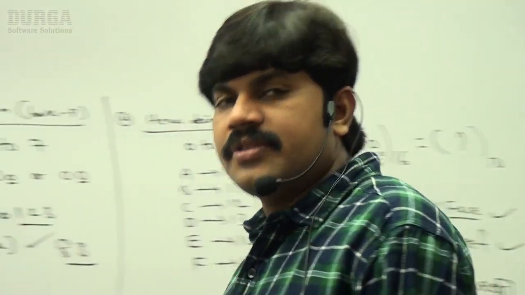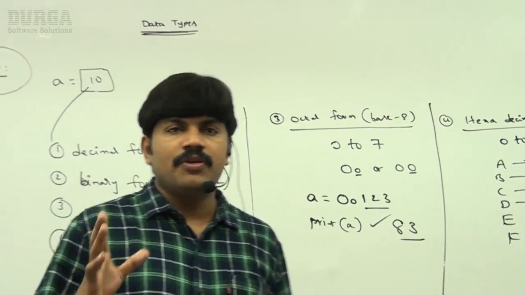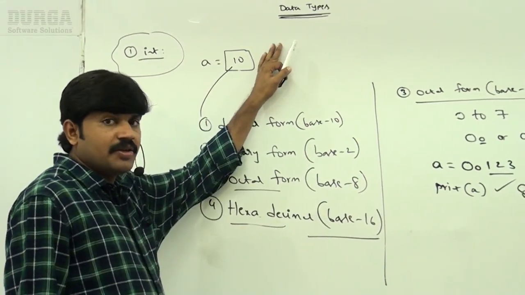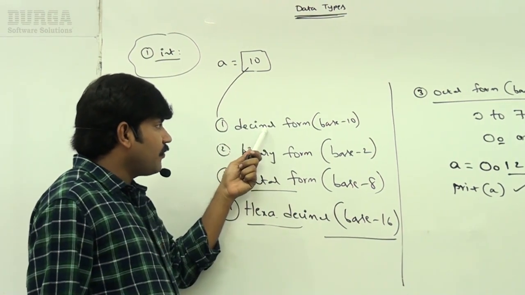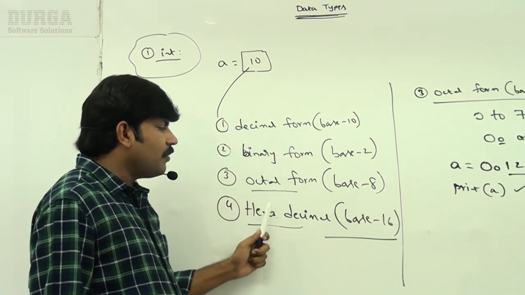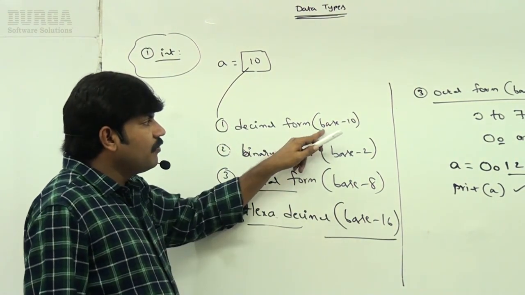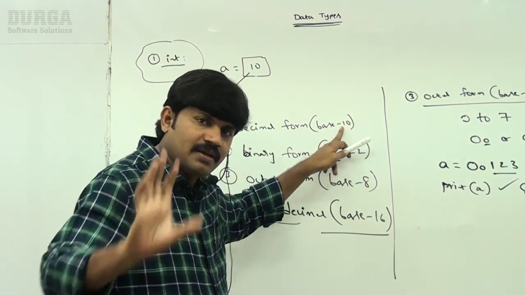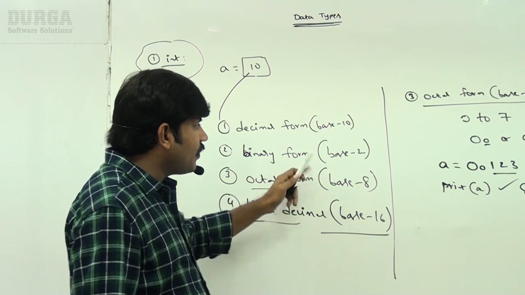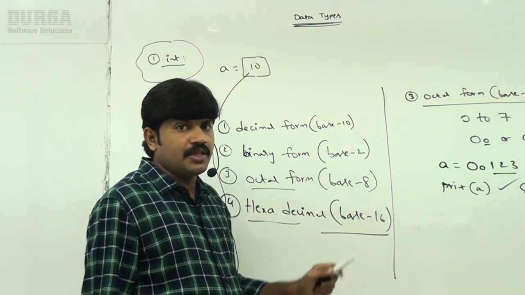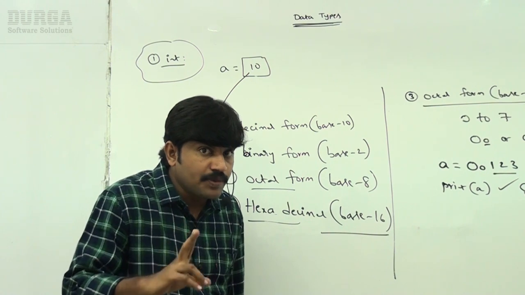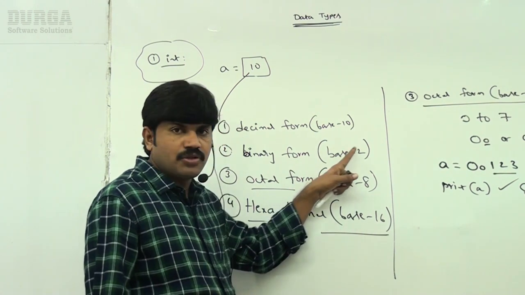That's all, friends. These are the various possible ways to represent int values. How many ways can we represent an int value? Decimal form, binary form, octal form, hexadecimal form. Decimal form is base 10, allowed digits are 0 to 9, the default number system. Next, binary form is base 2, allowed digits are 0 and 1, but compulsorily the number should be prefixed with 0 small b or 0 capital B.